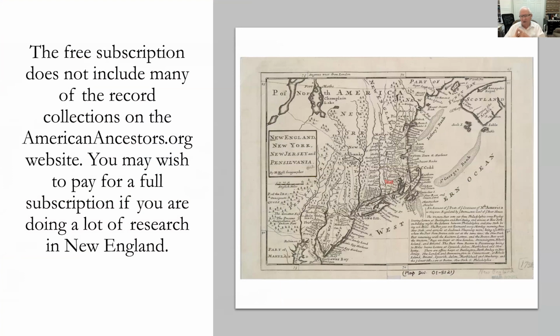Now, understand that a free subscription is not the same as a free subscription to FamilySearch or Ancestry or Findmypast or MyHeritage, any of those, because it does not include all the records on that particular website. It only includes a selection of records. So if you want to do research in New England, and you have ancestors that go back into the early colonies, this is the place where you need to be, and you may decide, as I have, to pay for a full subscription to the website, because the resources that I need are on this particular website.